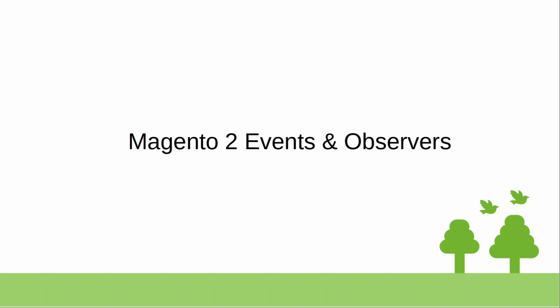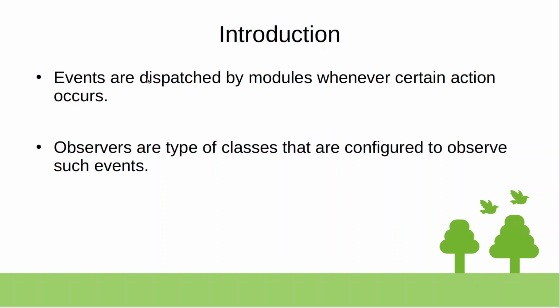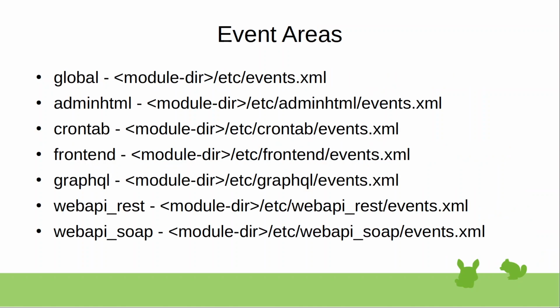Now coming back to the technical implementation, how events and observers work in Magento. Events are dispatched by modules whenever a certain action occurs, and observers are the classes that are configured to observe such events. There are different event areas in Magento. The first one is global. Any event observed in the global area will be observed whether the event is fired from the front end, the back end, or the APIs.